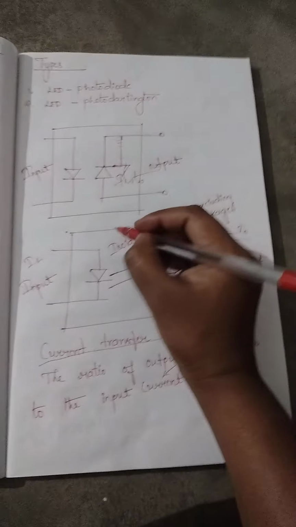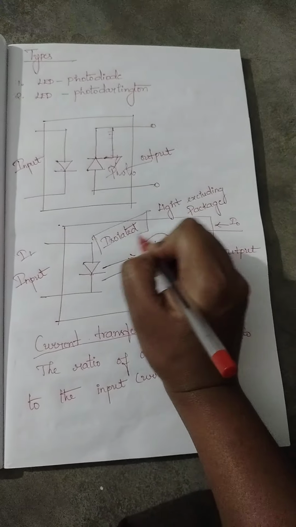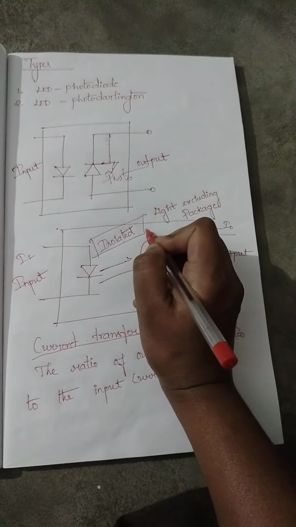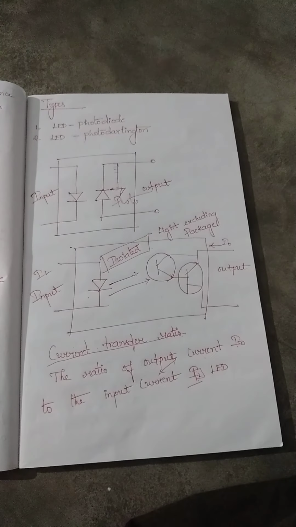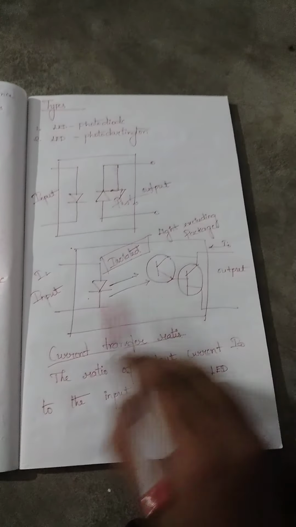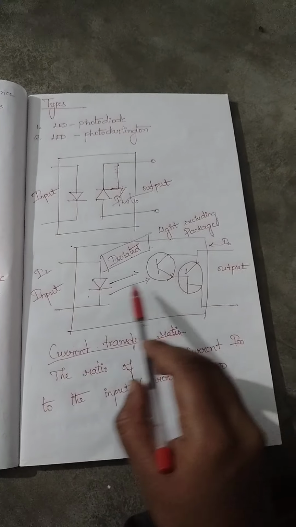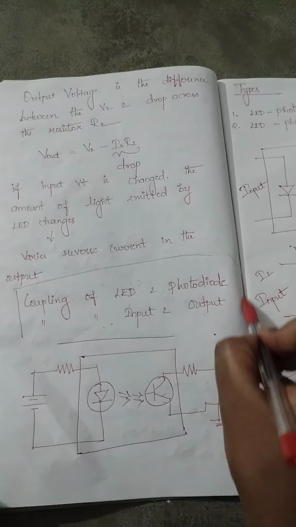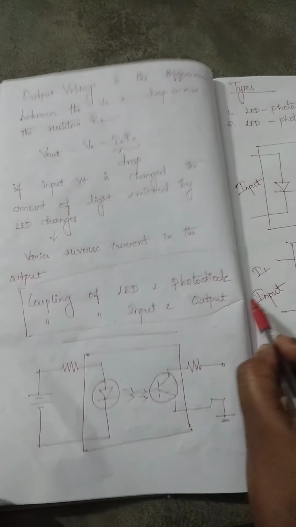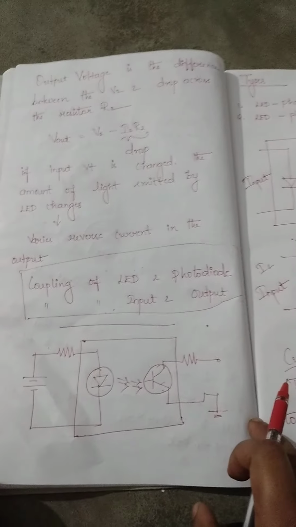So the main word in your optocoupler is isolated, that is your LED and photodiode are isolated. The meaning of isolated is no connection between your input and output. So this is just the same as your transformer. And the main word here is coupling of LED and photodiode, and also coupling of input and output.